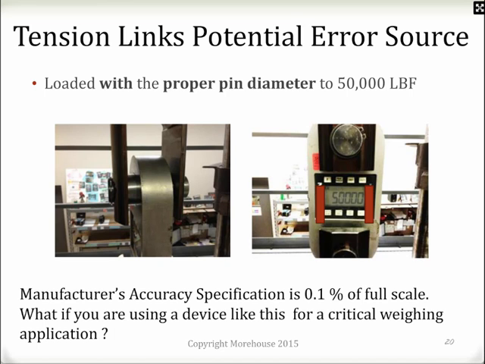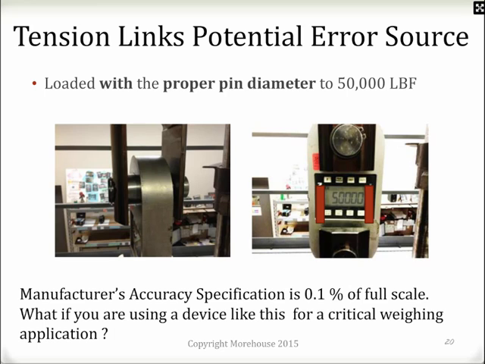Now, if we look at the picture on the right, which I call loaded with the proper pin diameter, we have near full engagement. That near full engagement is going to produce more actual strain on the element, and the device, when engaged with the proper pin diameter, reads 50,000 pounds. This is important to note. There's a big difference here.